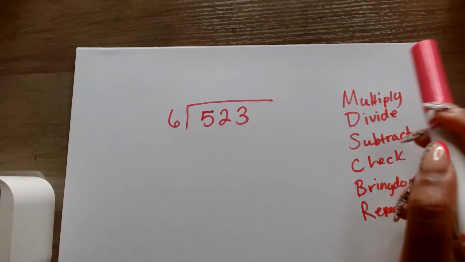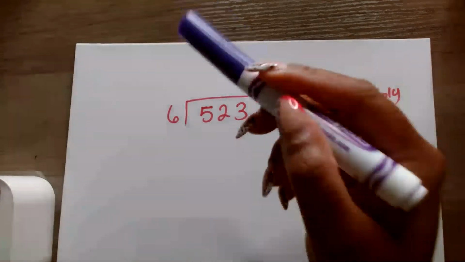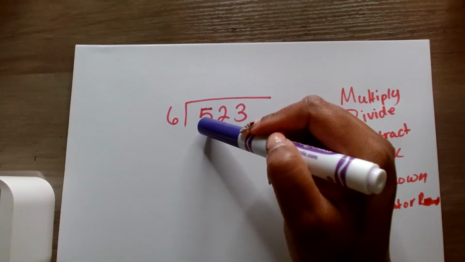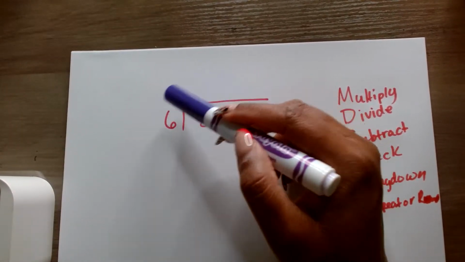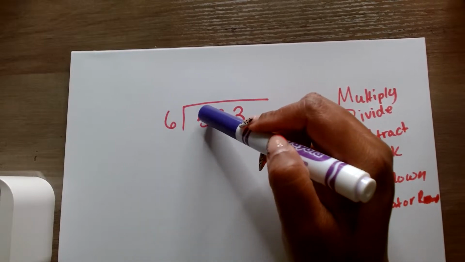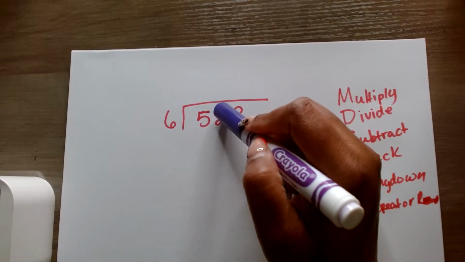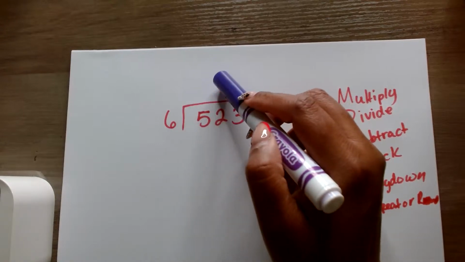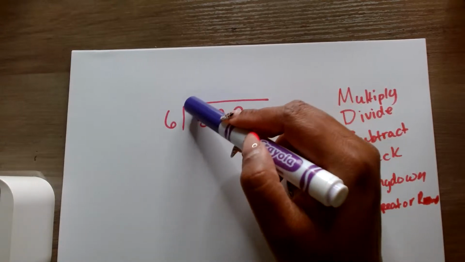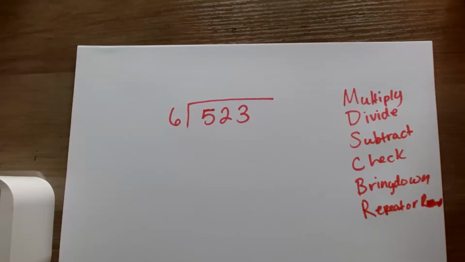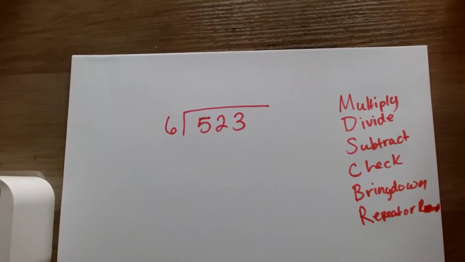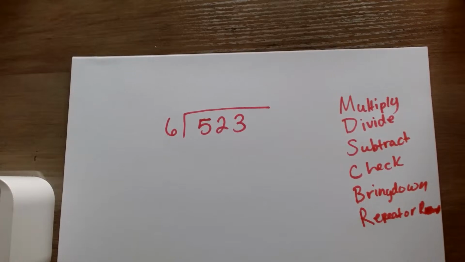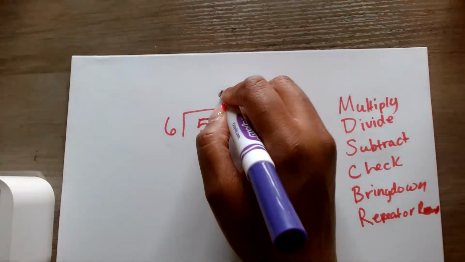All righty. So first it says we're going to multiply. What can we multiply by 6 to give us 5? Nothing, right? So we're going to just go ahead and skip to our 52. So what can we multiply by 6 that gets us really, really close to 52? Okay, Jace, you're right. We could put a 0 there, but I'm just not even going to put my 0. I'm going to let it be 8. Great job. So 6 times 8 is 48.